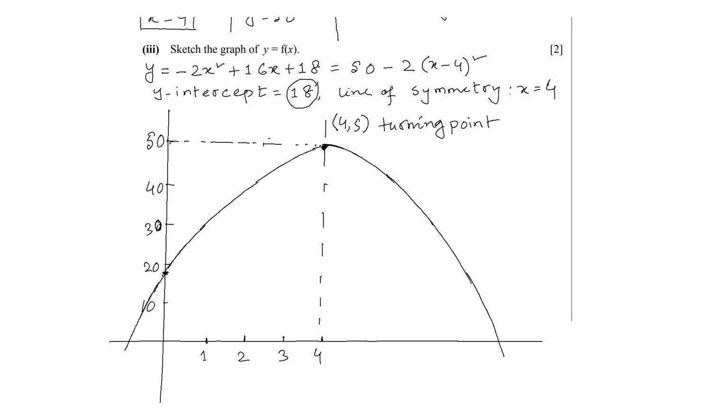Okay, I didn't put the y-intercept value, so let me write the y-intercept value. This is the point with coordinates (0, 18). Oops, for the turning point I wrote 4, 5, but it was supposed to be 4 and 50, so let me correct that mistake. So it will be (4, 50). Sorry for the mistake. Okay, now I have completed the sketch of y equals f(x). Now let's move on to the next part of this question.